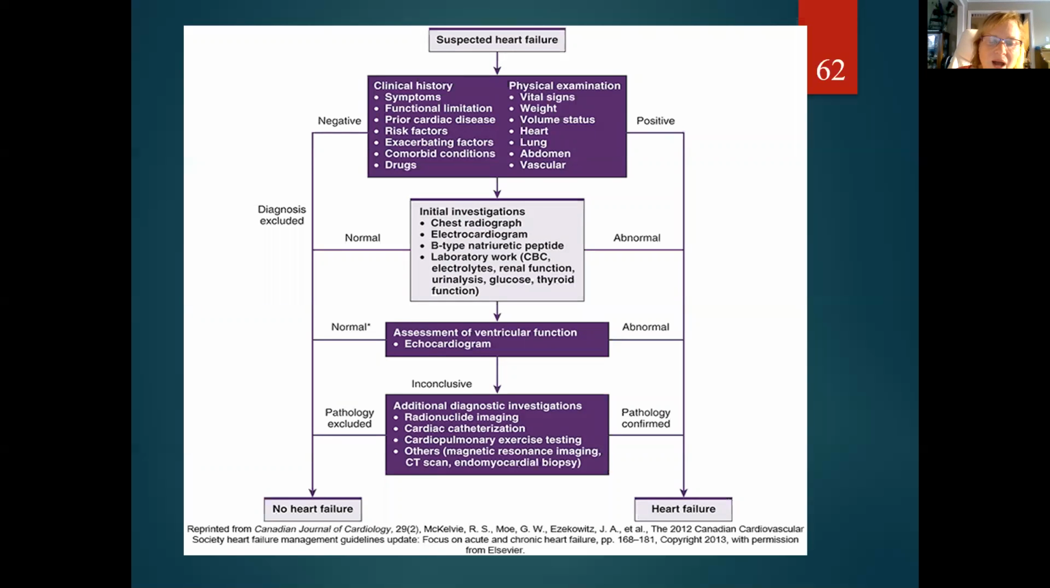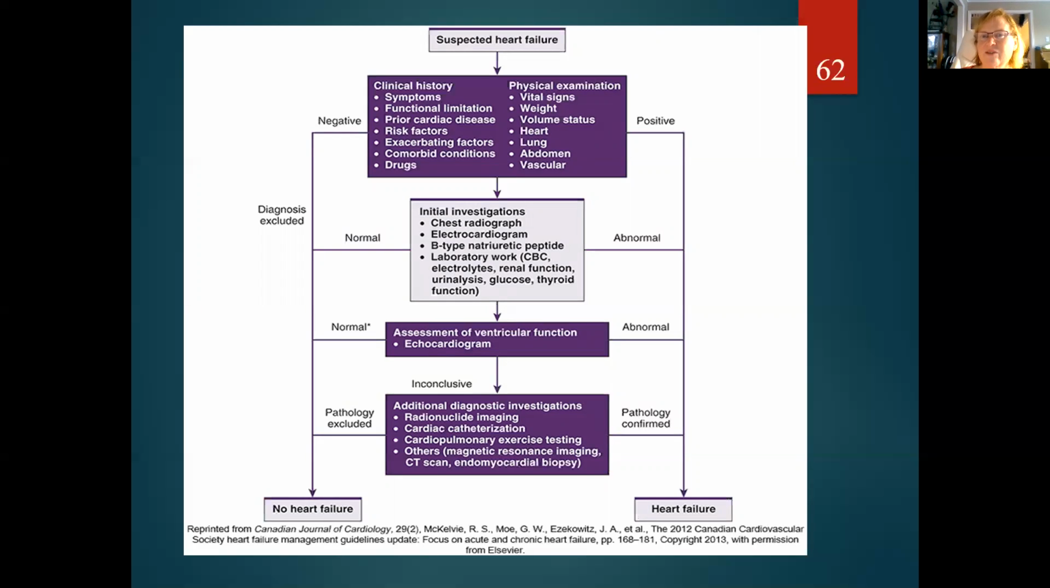Yikes, look at this, wow. Okay, let's start at the top and get ourselves down because we're trying to figure out what this looks like, right? Suspected heart failure. Let's look at the symptoms, and we already talked about these, right? Clinical history, so we look at your symptoms, your limitations in life, your prior disease, your risk factors, what other conditions or exacerbating things are going on, and if you've been taking any drugs.